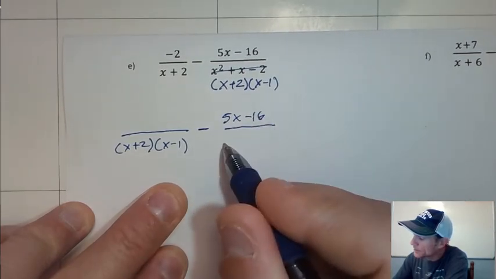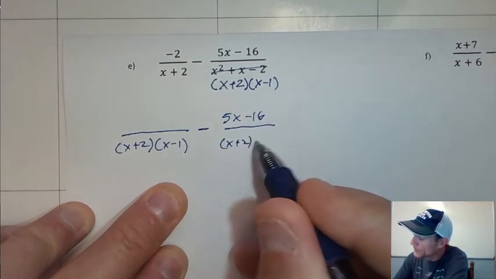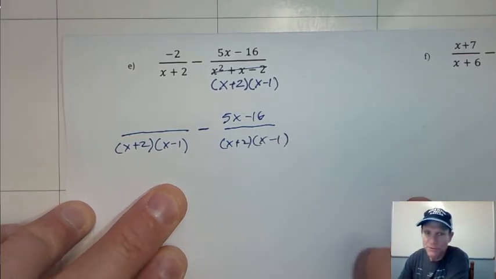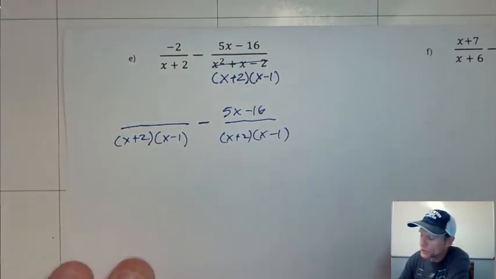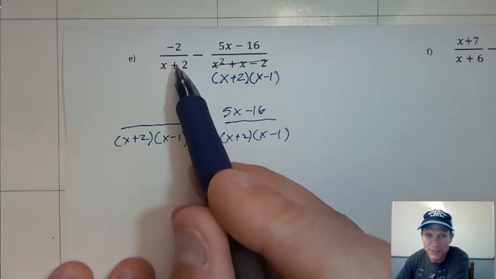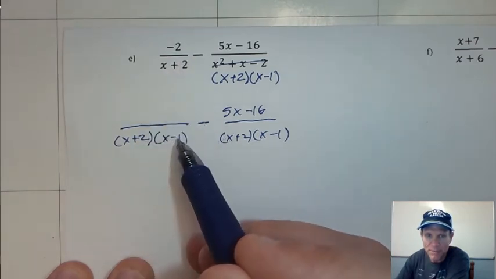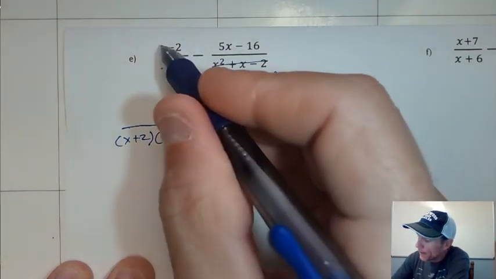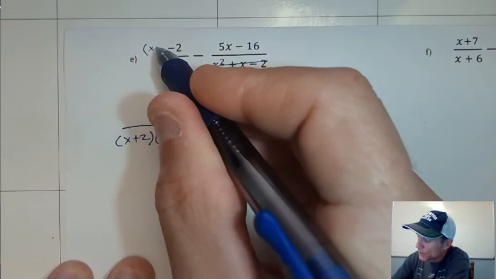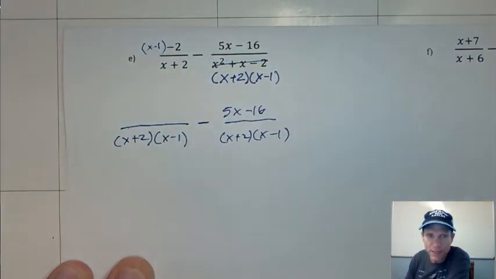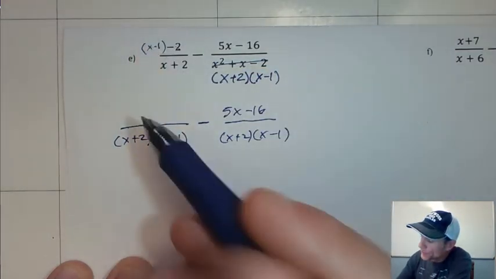And then this denominator actually has all the binomials in it. So it was just this first rational expression that we changed. We multiplied by x minus 1 to get our common denominator. So I'm going to multiply by x minus 1 here. I'm just kind of writing it up top. So I use the distributive property.